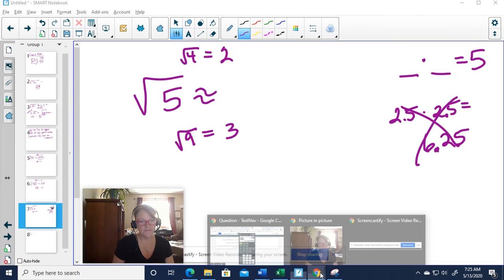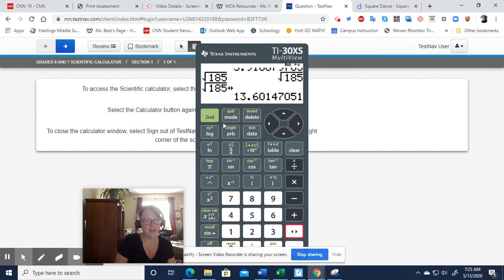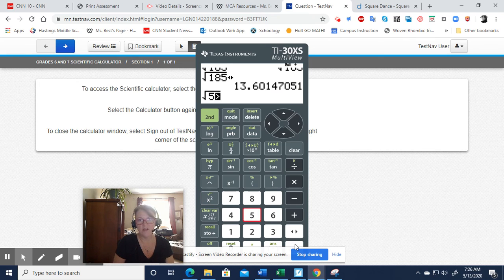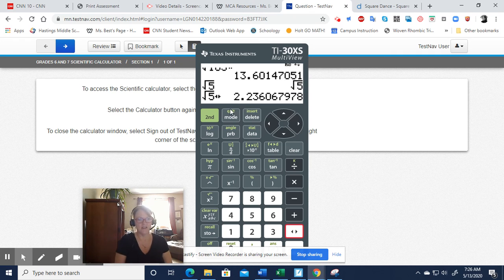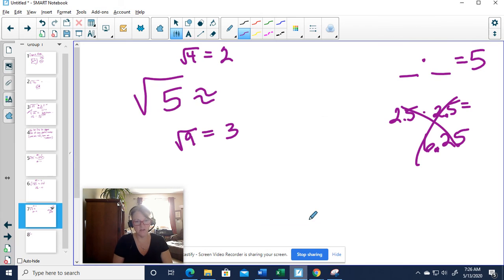Grab your calculator. Square root of 5. What did I say? 2.1, 2.2, 2.2? Let's see. 2.23 or 2.24. Look next door. That's a 6. That means round that 3 up to a 4. 2 and 24 hundredths is our decimal approximation.